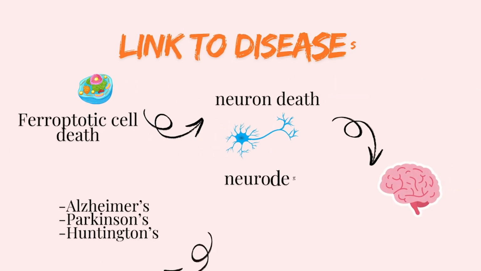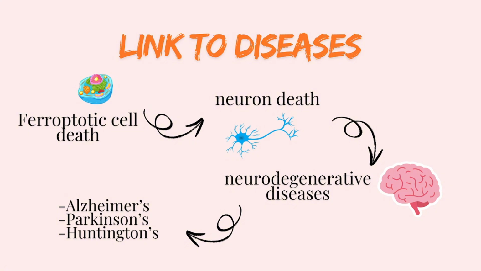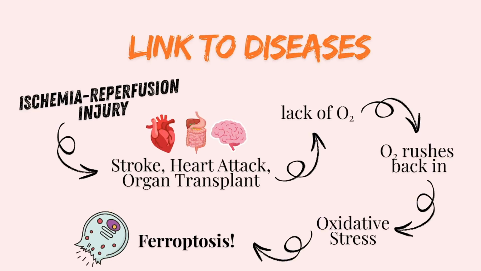Ferroptosis is implicated in a wide range of diseases. In Alzheimer's disease, iron accumulation in the brain promotes lipid peroxidation, triggering ferroptosis. Similar findings have been observed in other neurodegenerative diseases, including Parkinson's and Huntington's. In ischemia reperfusion injury, oxygen deprivation, followed by its rapid return, causes oxidative stress, leading to ferroptosis.